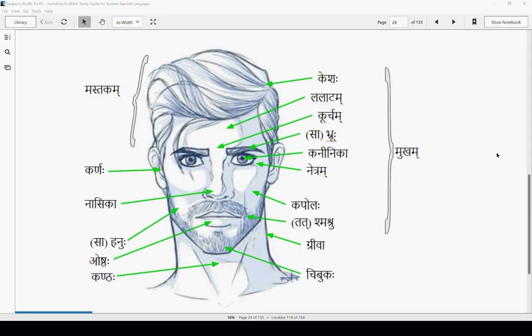Griva. Neck. Chibukaha. Chin. Kanthaha. Aushtaha. Hanuhu. What is Hanuhu? Hanu is jaw. Jaw. Nasika. Karnaha. Mastakam. Mukham.